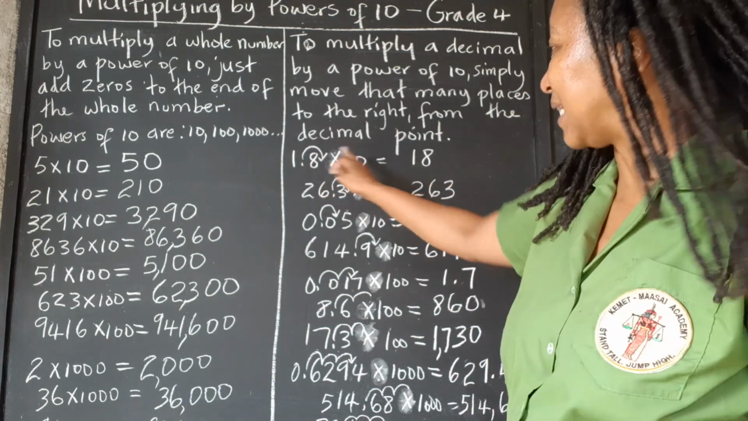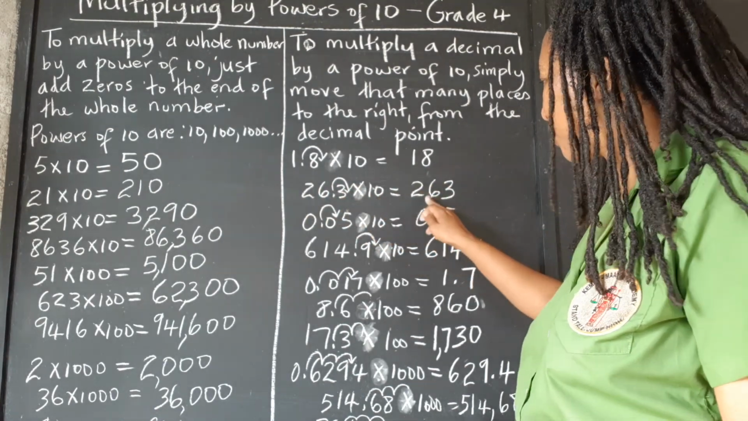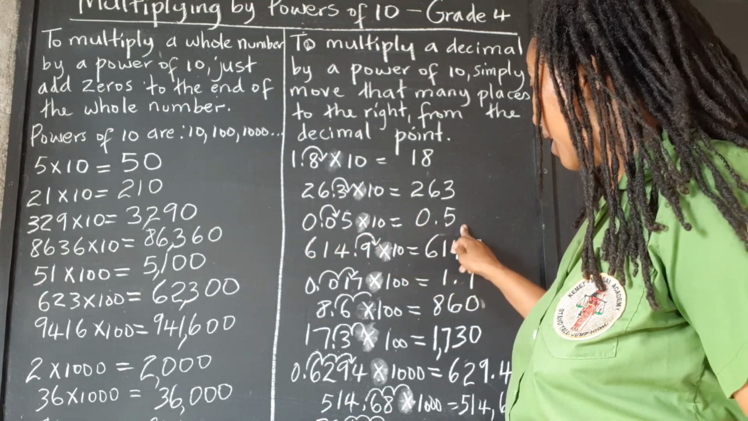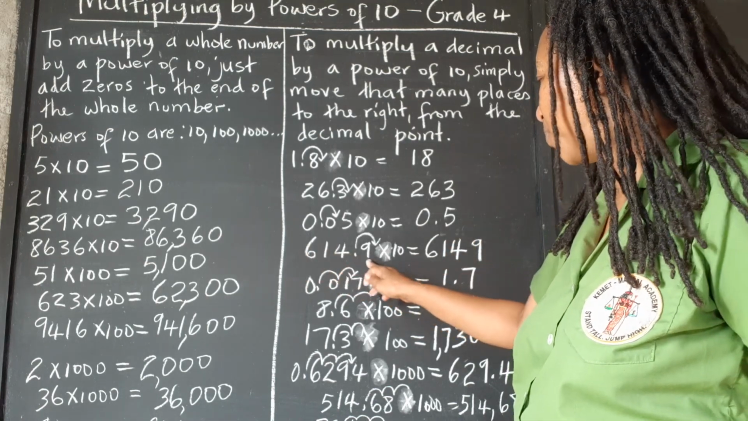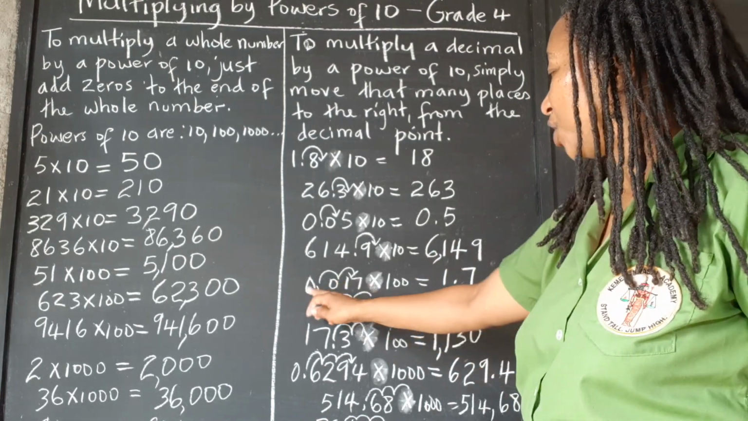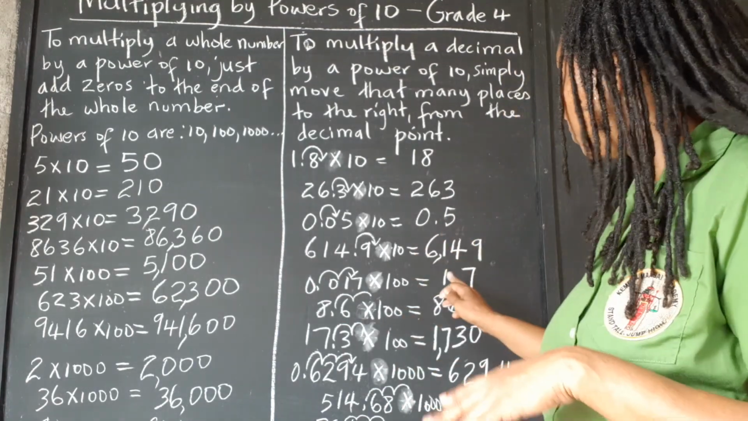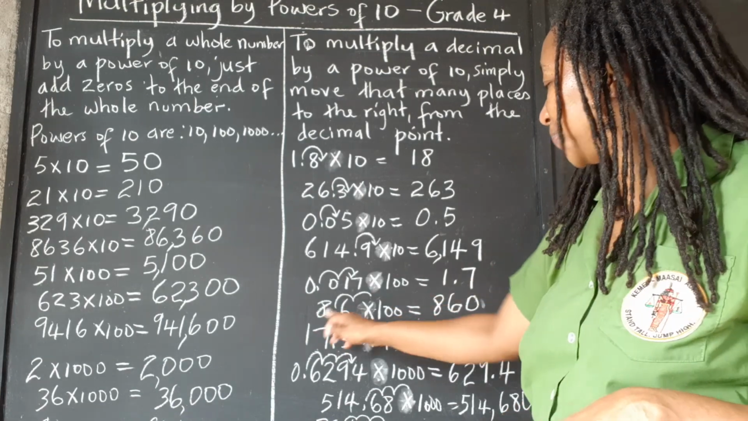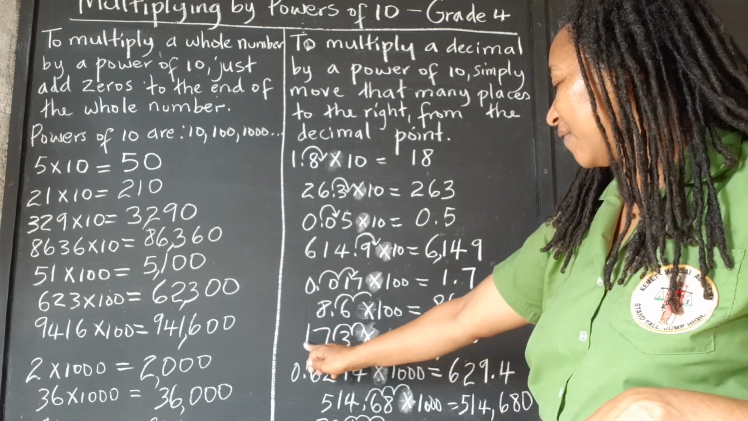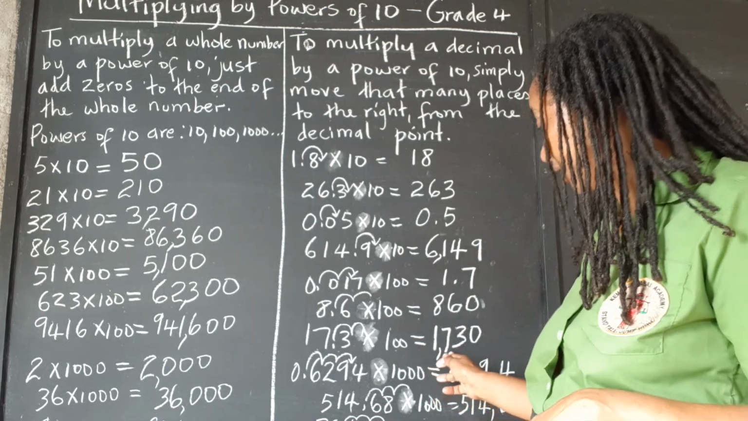Okay, so 1.8 times 10 gives 18. 26.3 times 10 gives 263. 0.05 times 10 gives 0.5. 614.9 times 10 gives 6,149. 0.017 times 100, 2 places now, we get 1.7. 8.6 times 100 gives 860. 17.3 times 100 gives 1,730.